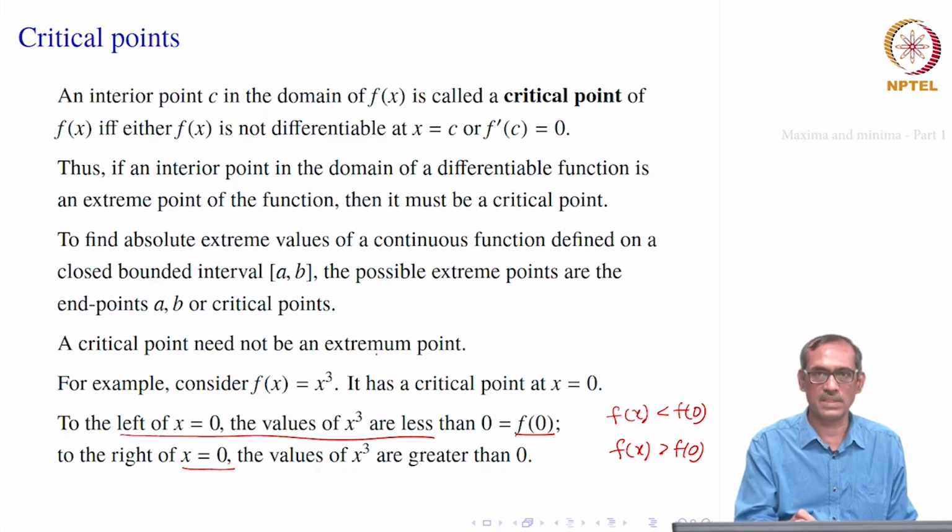0 is not an extreme point, but 0 is a critical point, fine. So, that can happen. So, our search can be in vain, but our search will be limited. Now, that will help us in finding out the absolute maximum and absolute minimum.